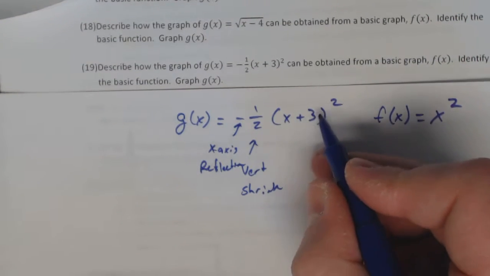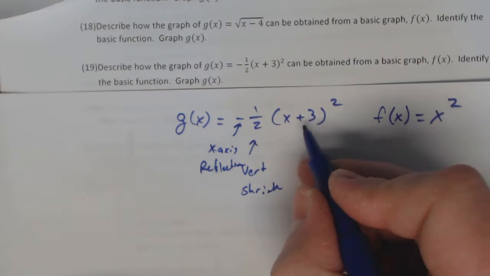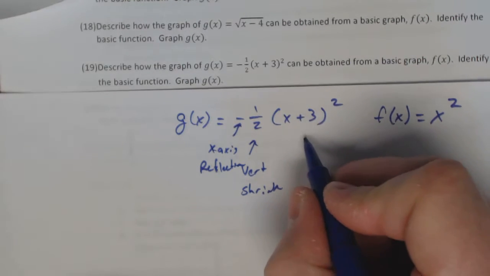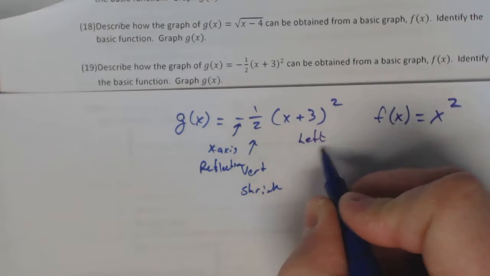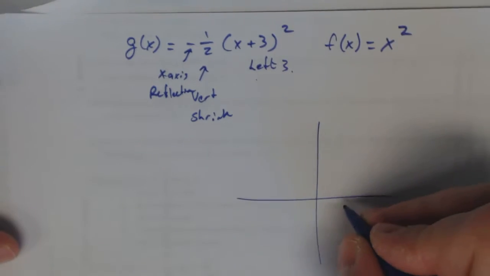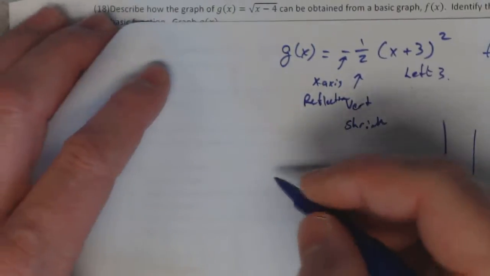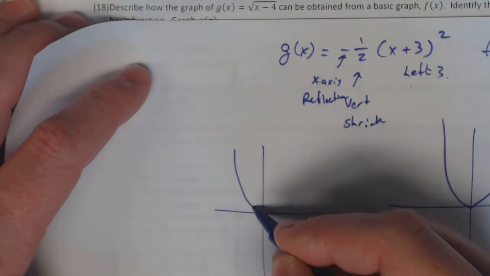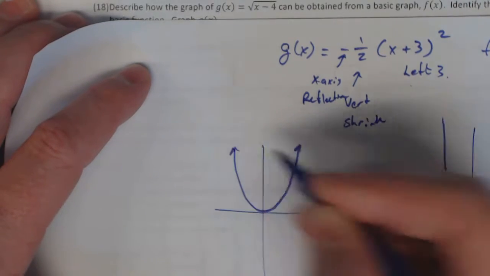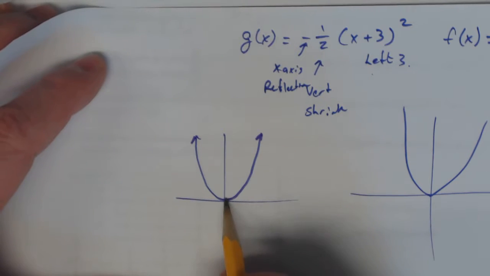The +3, since it's inside the parentheses, it's left and right movement. It's horizontal movement. And since it's +3, it's to the left. It's kind of backwards of what you would think it would be. So if this is the original parabola, that's horrible. I can't let that go. All right, that looks better. That's the original. We want to move it to the left 3.